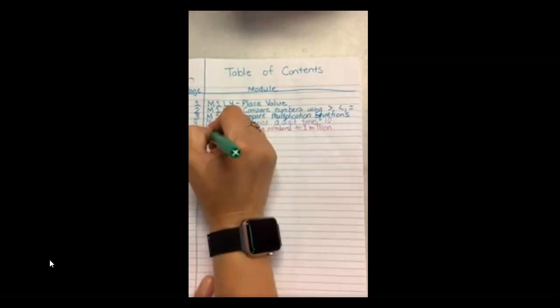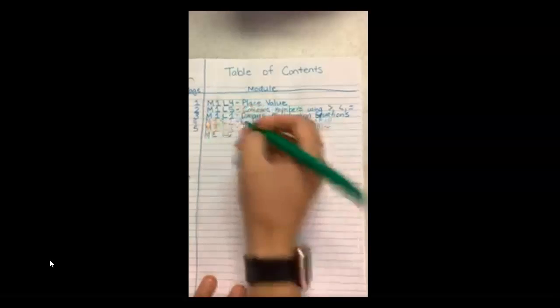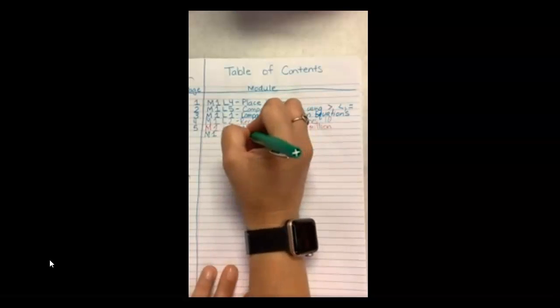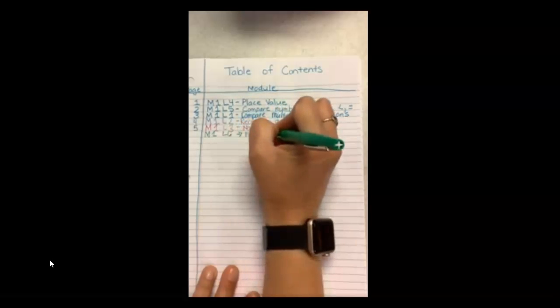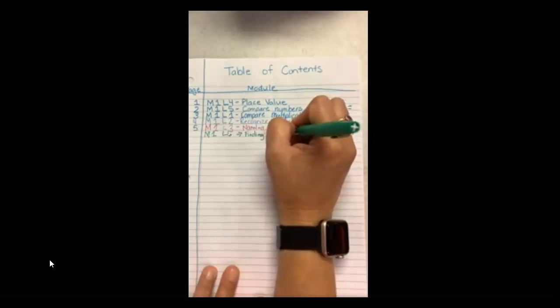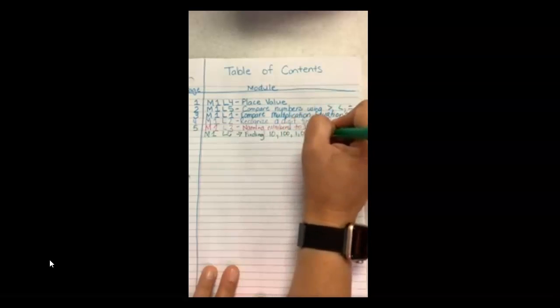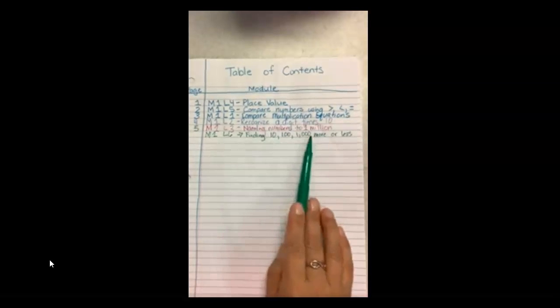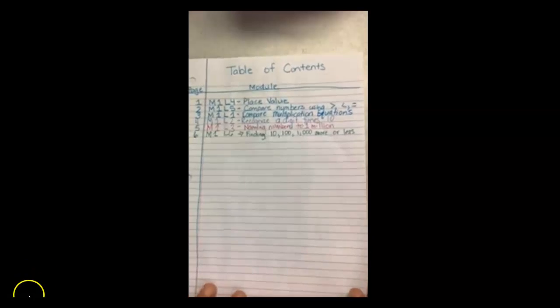Okay, we're going to do Module 1, Lesson 6 today. We're going to be finding 10, 100, or 1,000 more or less today, using our place value. In my table of contents, it's going to be page 6. For some of you, it may be a different page. So you can pause the video, go ahead and write this in, and then also glue in your notes for Module 1, Lesson 6.